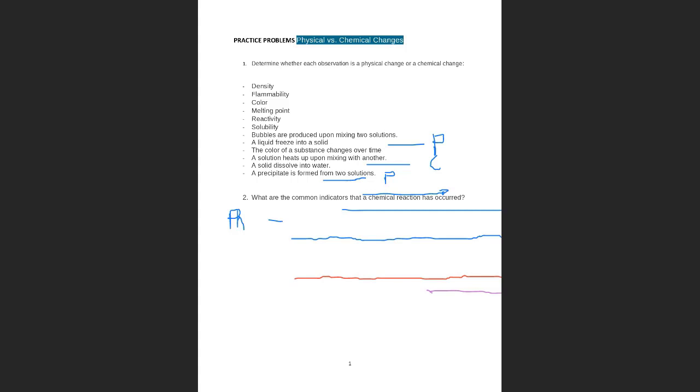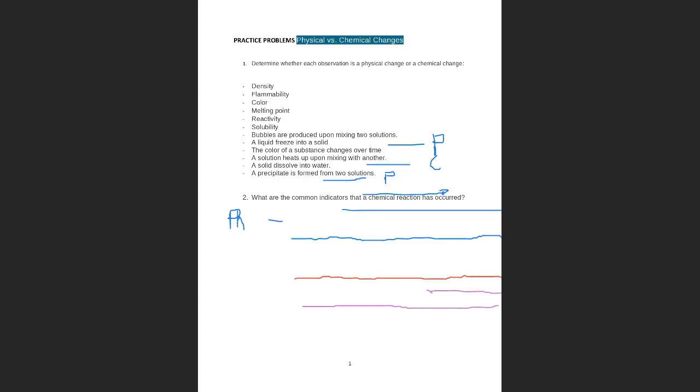And let's look at the last one. A precipitate is formed from two solutions. That is easy. Is it a chemical change or a physical change? You mix two solutions and you see a little solid here. Is it a chemical reaction or a physical change? Yes, awesome. That's a chemical change.